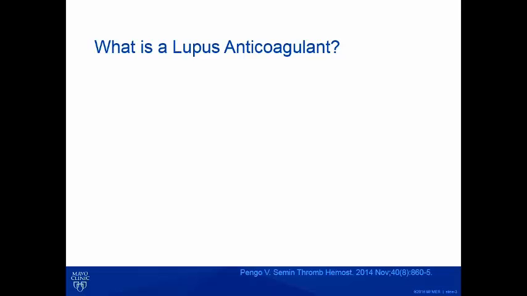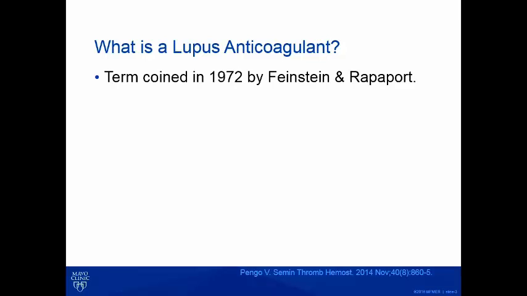So let's start off. What is a lupus anticoagulant? Well, the phenomenon was recognized for several decades before this, but the term was coined in 1972 to describe an inhibitor of coagulation that was found in patients with lupus. We now know that a lupus anticoagulant is neither an in vivo anticoagulant, nor is it specific to patients with lupus, but we're stuck with the name.